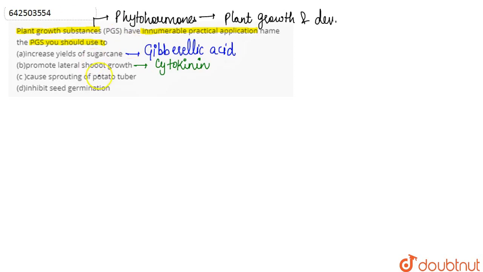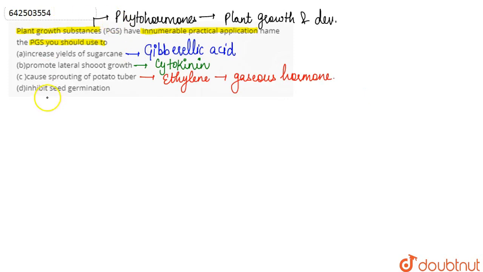Now we talk about the third part, so cause sprouting of the potato tuber. So the effect of ethylene, which is basically a gaseous hormone that brings about the ripening of the fruits. It causes the sprouting of the potato tuber.